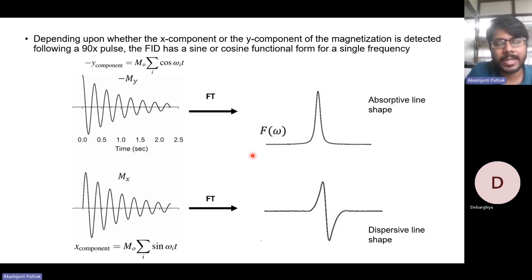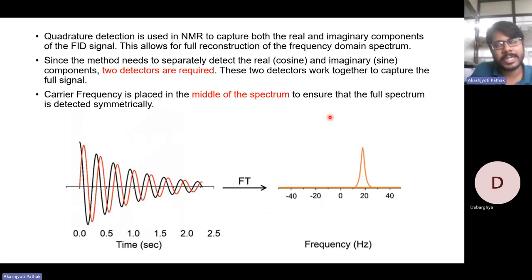So what we were discussing is that the free induction decay, because of the fluctuating magnetic fields, has both an X component and a Y component. The X component is called the real component and the Y component is called the imaginary component. Now we can either detect the X component. If we detect only the X component, then the Fourier transform of this gives us a dispersive line shape. And if we detect the Y component, in the time domain it follows a cosine function, and on Fourier transform of this cosine function we get an absorptive line shape. Now what is quadrature detection?